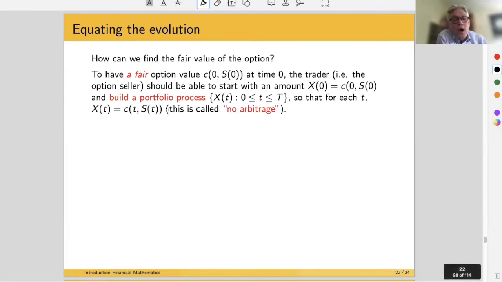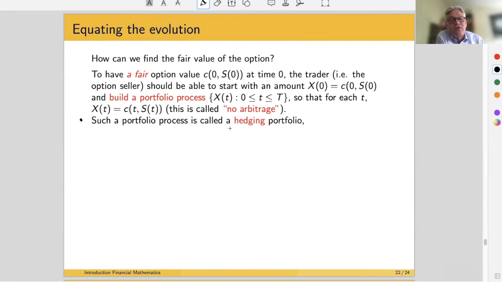And that is called no arbitrage. There's no arbitrage, so this would mean that at any point in time, the option seller is able to satisfy the duties that he may have. And this portfolio X consisting of stocks and bonds, this portfolio is called a hedging portfolio or an insurance portfolio. Hedging is like a form of insuring.